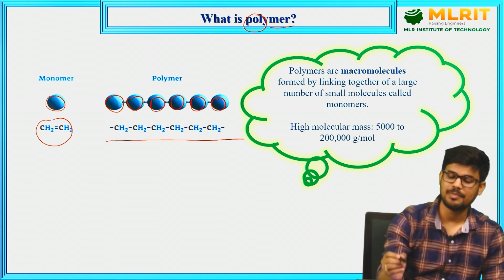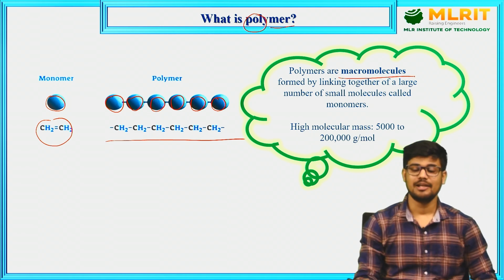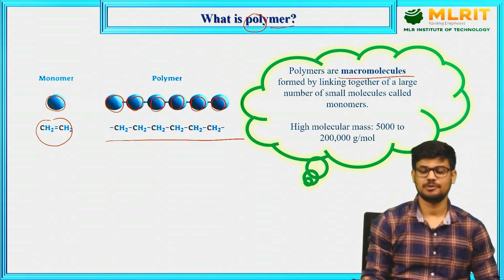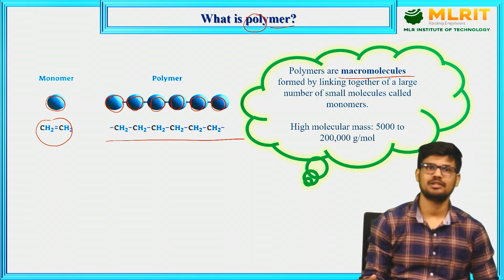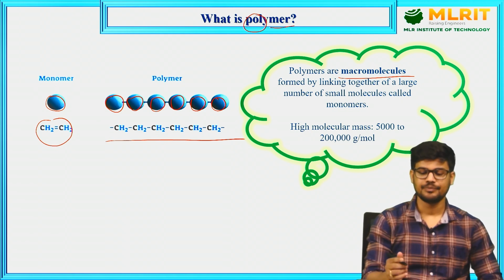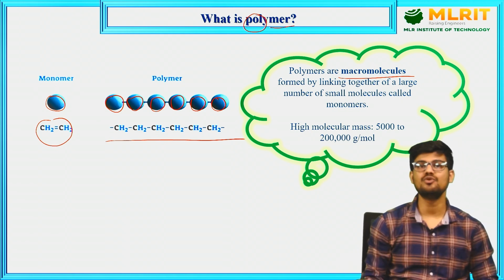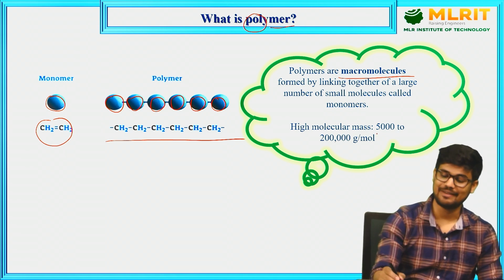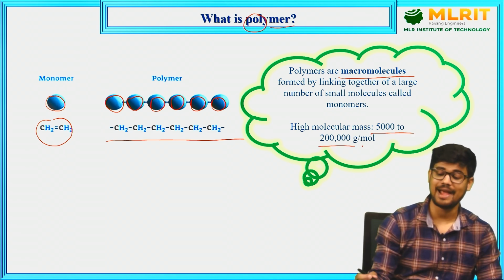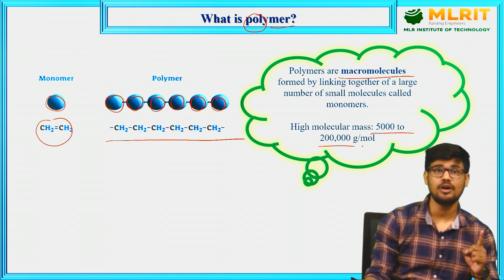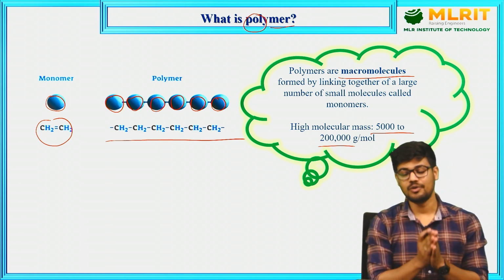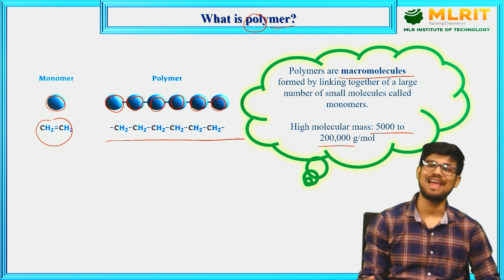So in simple words we can say polymer means macromolecules, where all the small molecules called monomers link together and form this kind of huge molecule, a macromolecule. And the molecular mass of a polymer can range from 5,000 to 2 lakh gram per mole. Means one mole of this polymer has a molecular weight from 5,000 to 2 lakh gram.